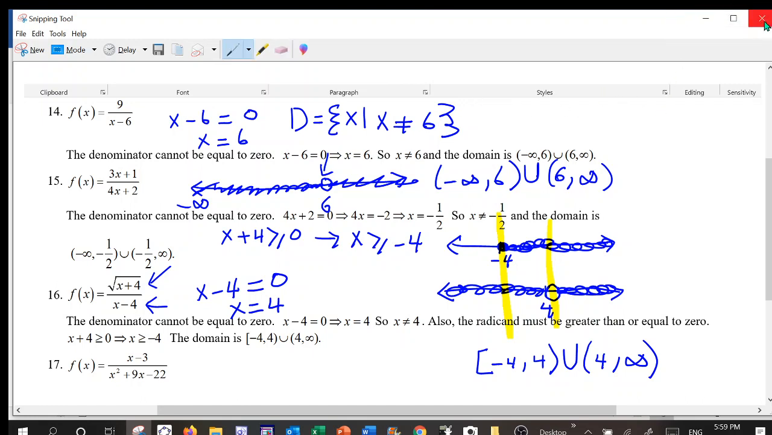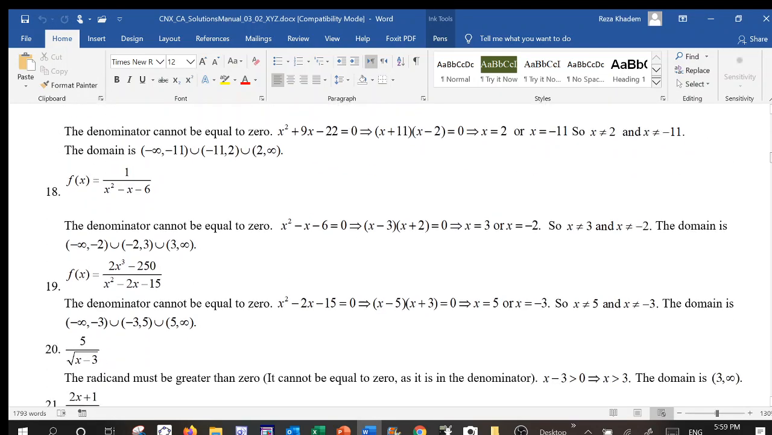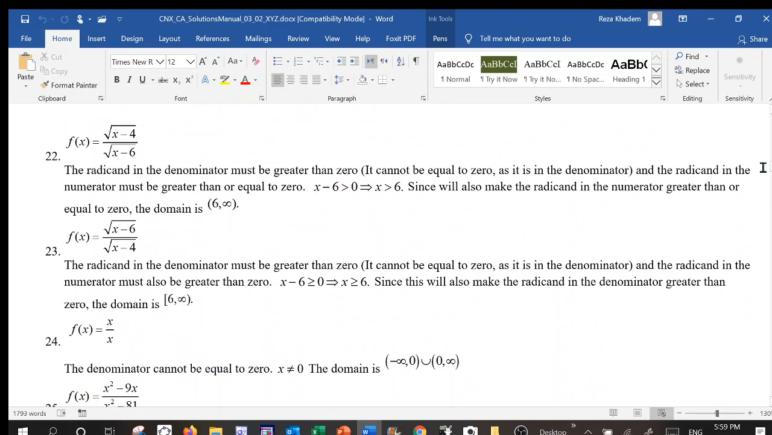So let's do, let's see, let's do 22 maybe. Here's another one.